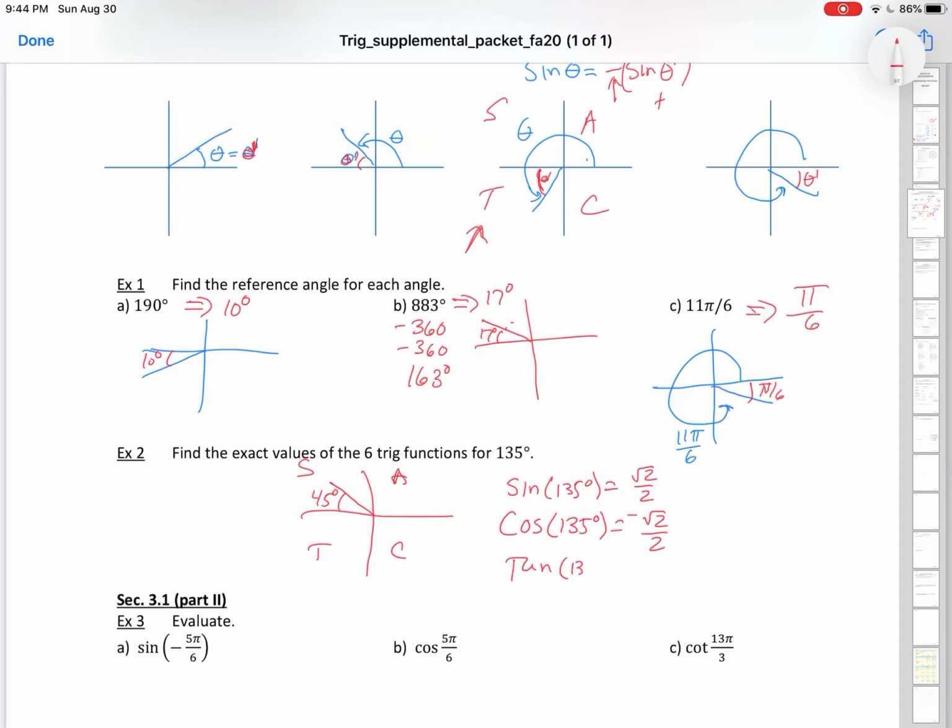And the tangent of 135 degrees, well, we know what that is. That's going to be negative because we're in the second quadrant, and it's going to have a ratio of 1. And then easy to get the others. Cosecant of 135 degrees is flipping that for positive root 2. Secant of 135 degrees, flip that for negative root 2. And cotangent of 135 degrees is also negative 1.